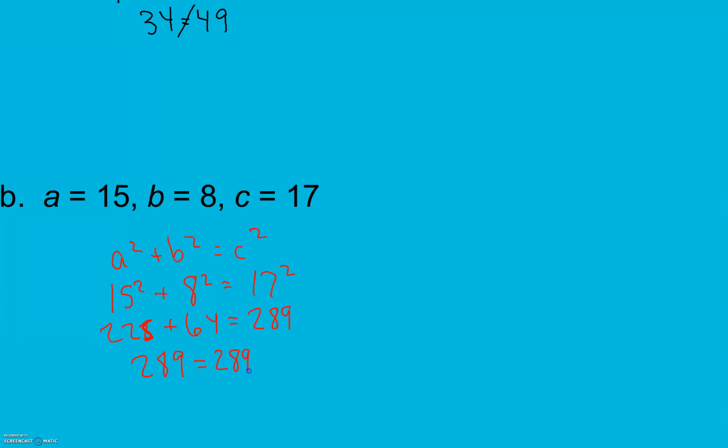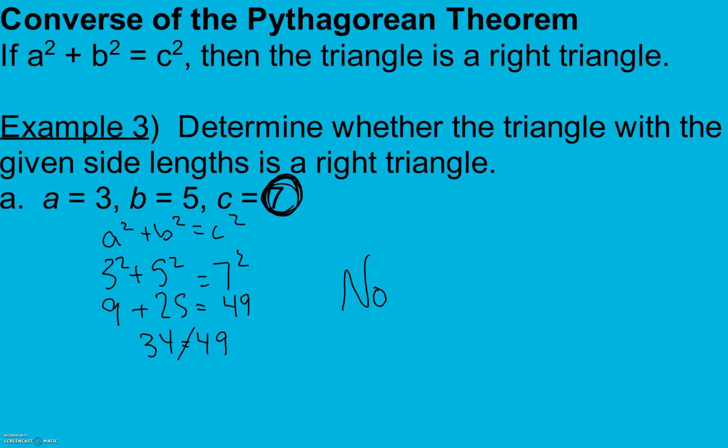So since 289 does equal 289, it means that our Pythagorean theorem is true here, which means yes, this would be a right triangle. And again, keep in mind our biggest side length is always our c, that's our hypotenuse. So if we plug our values into the Pythagorean theorem and it gives us a true statement, then it is a right triangle. If it doesn't, then it's not. And that's all I have here for section 9.3.